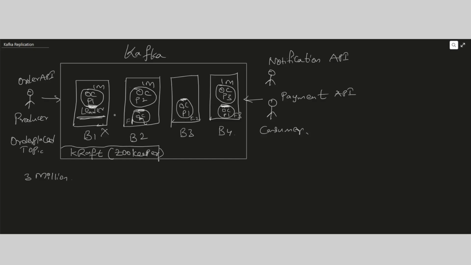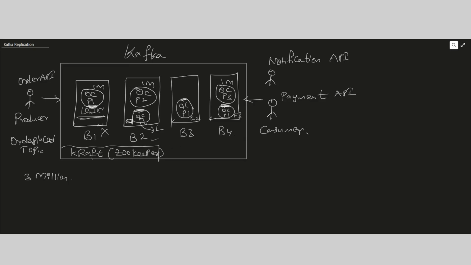So for example, as the leader is down, Kafka will have its own leader election algorithm. It will apply that algorithm, randomly take one follower and make that the leader. For example, it made follower 1 the leader. So now for partition 1, broker 2 is the leader broker.